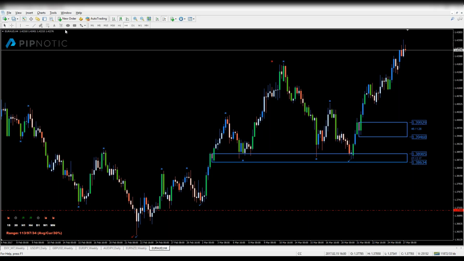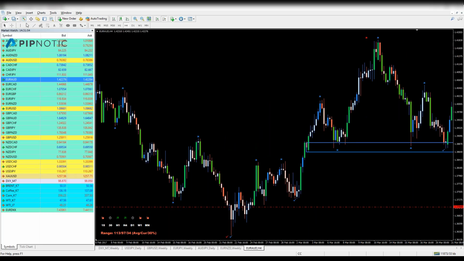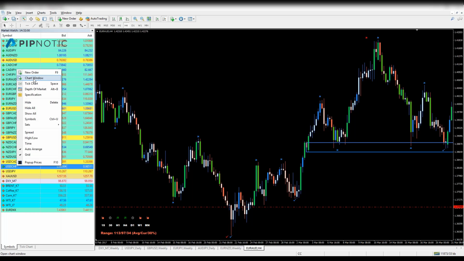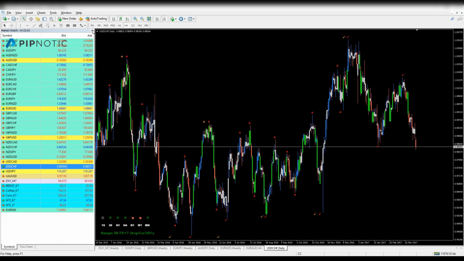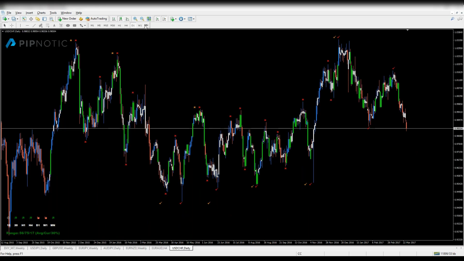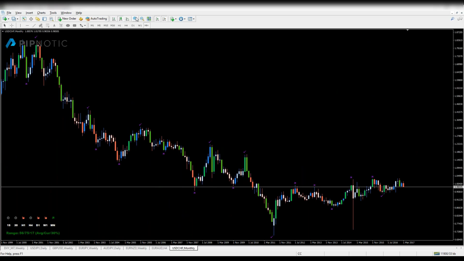Yes. Okay, let's have a look at the dollar franc. I don't trade this much anymore, but we'll have a look at it anyway. Well, it's not going anywhere. It's just zigzagging. This is a monthly chart. It looks like it's just moving sideways.